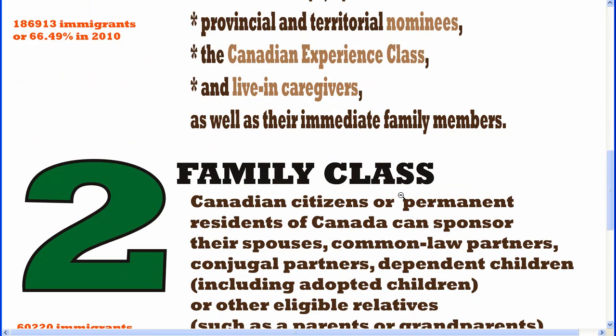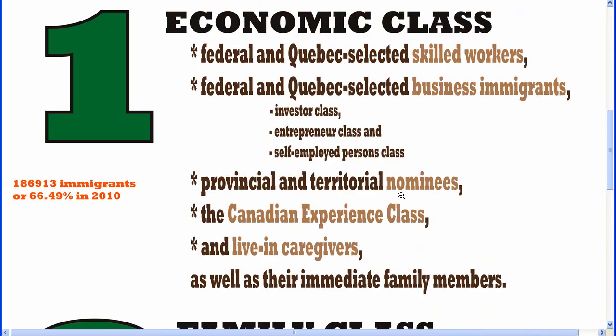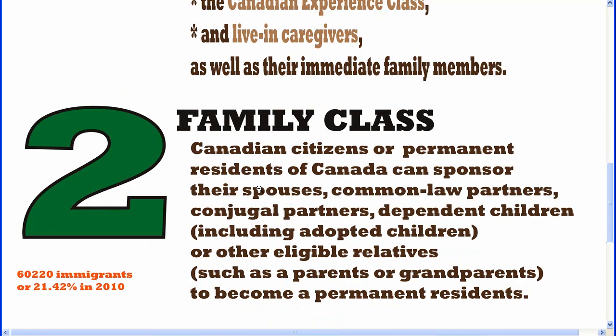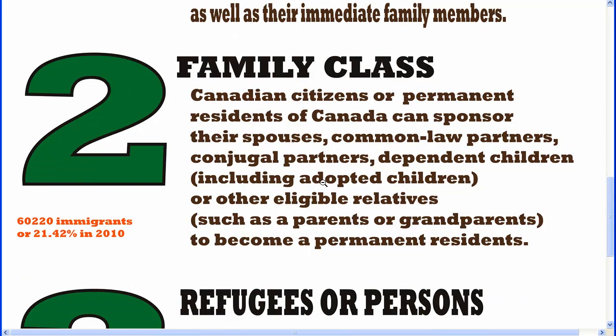The second category, family class, these are people that are sponsored mostly by individuals or immigrants who came to Canada in economic class. For example, if a person comes to Canada in federal skilled worker program, they become permanent resident. After that, they get married, and they want to bring their wife from their home country, for example. They would do that in the family class. They would sponsor the application of their spouse, and that's how their wife can come to Canada. Approximately 20% of all applications in 2010 fall into this category, family class.